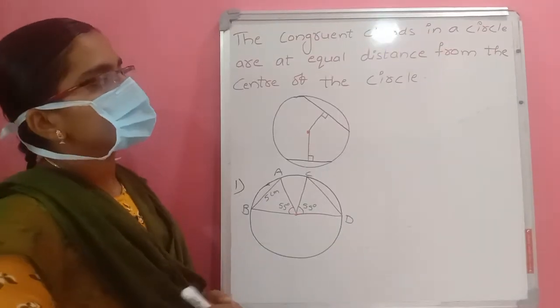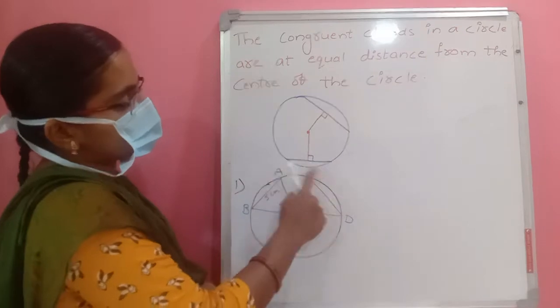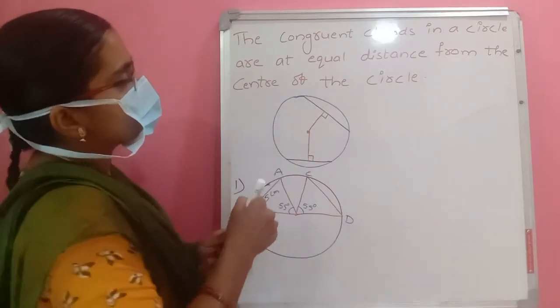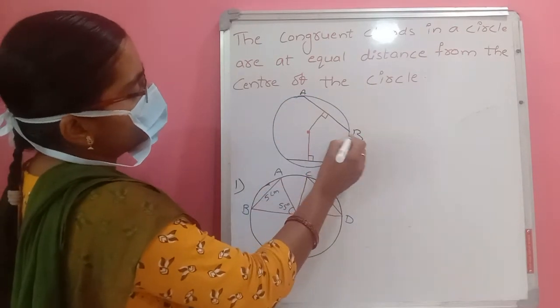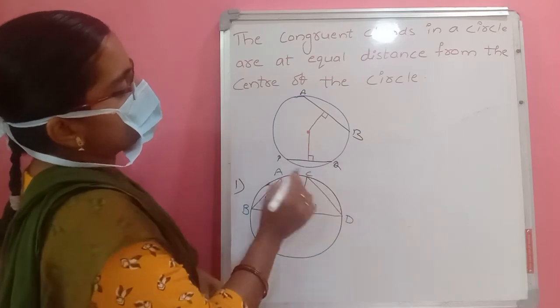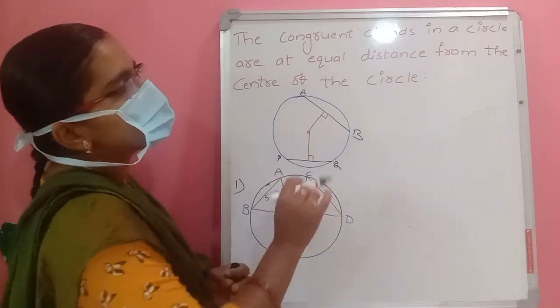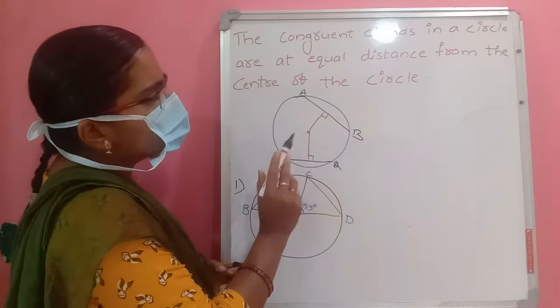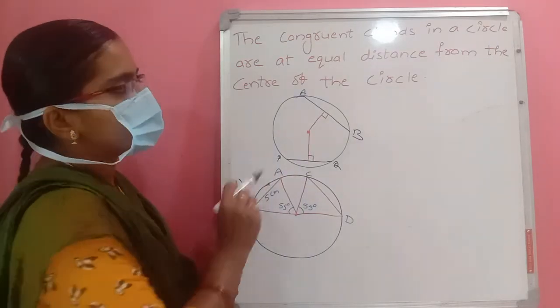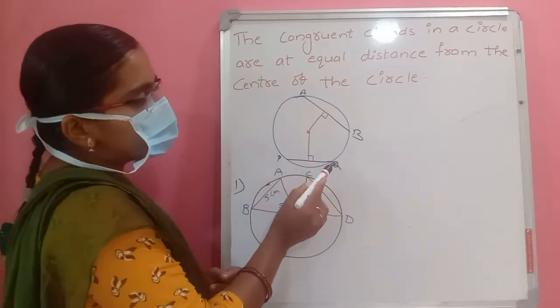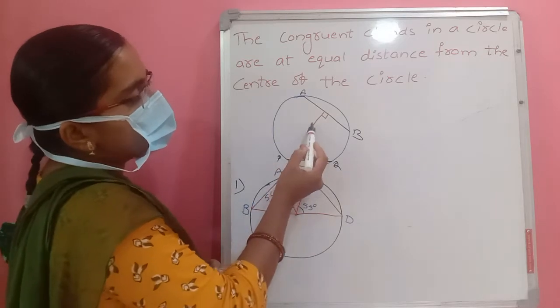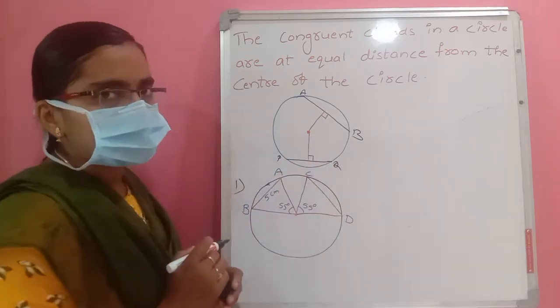Congruent chords means chords of the same length. If you take any 2 chords AB and PQ of the same length, that means congruent chords in a circle, they are at equal distance from the center of the circle. If these two are of equal length, they are at the same distance from the center.